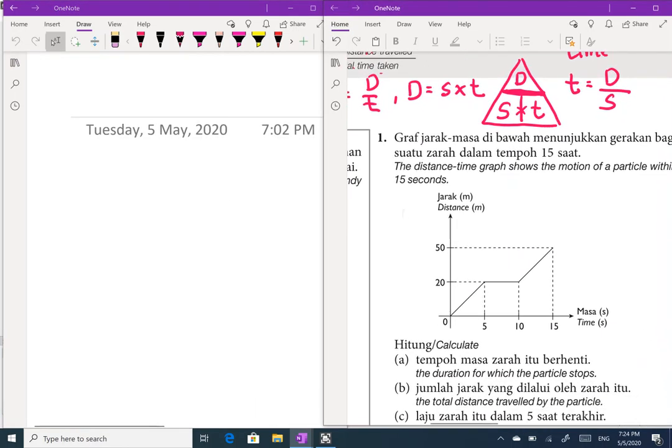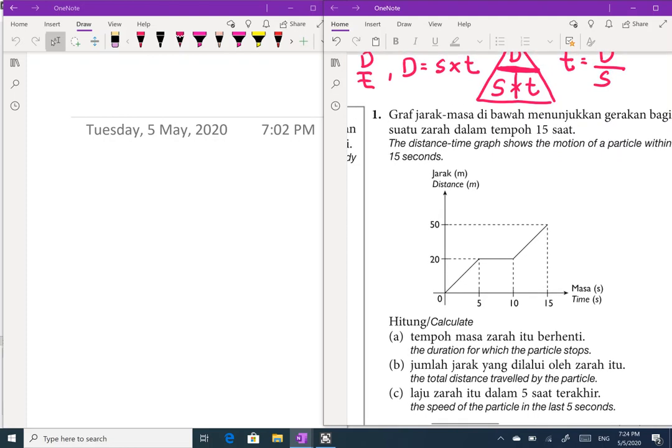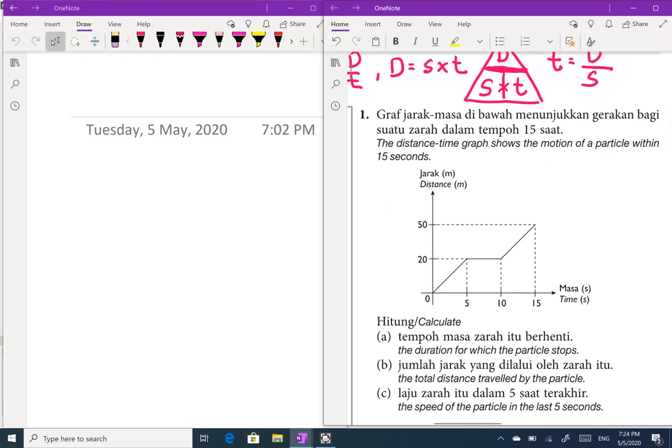Okay, we look at question number one. The distance time graph shows the motion of a particle within 15 seconds. Okay, this graph is a distance time graph over 15 seconds. Calculate the duration. In this chapter, you need to know what is meant by duration. What is duration? Duration is the time taken, so it is actually just finding the time. Calculate the duration for which the particle stops.